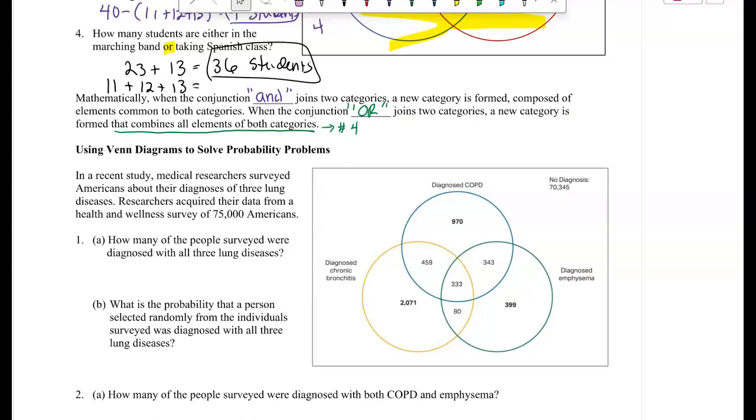All right, the following Venn diagram. It says, in a recent study, medical researchers surveyed Americans about their diagnosis of 3 lung diseases, acquiring their data from a health and wellness survey of 75,000 Americans. What does that rectangle represent? Quite a few people. That's a good study, actually. That's a lot of people.